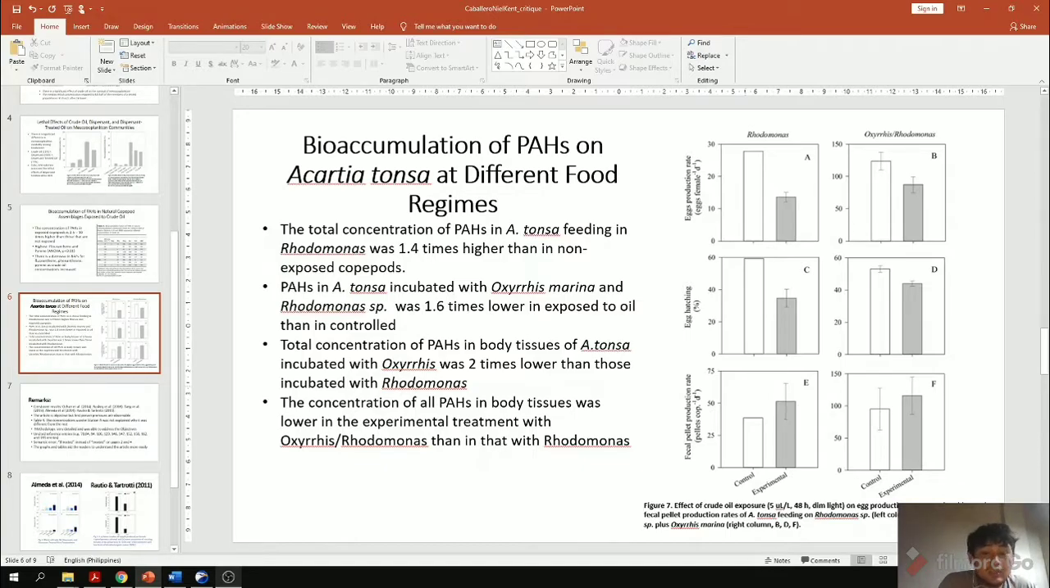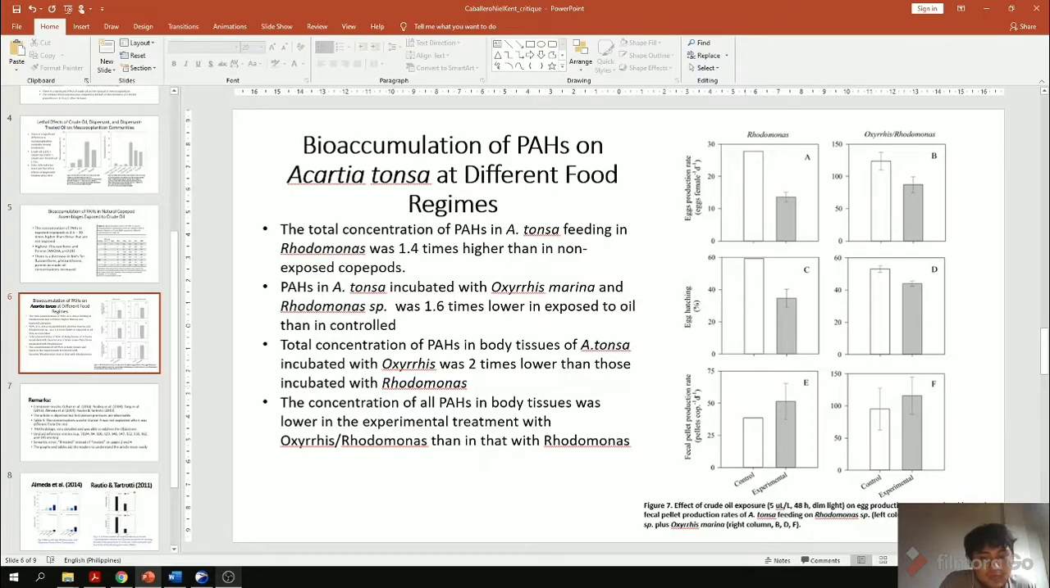This is because your Oxyrrhis marina absorbs the crude oil and then expels that crude oil into non-edible fecal pellets. That is why it's 1.6 times lower, and the total concentration of PAHs in body tissues of Acartia tonsa incubated with Oxyrrhis was 2 times lower than those incubated with Rhodomonas. It's also expected because your Oxyrrhis lessens the crude oil available for the Acartia tonsa.